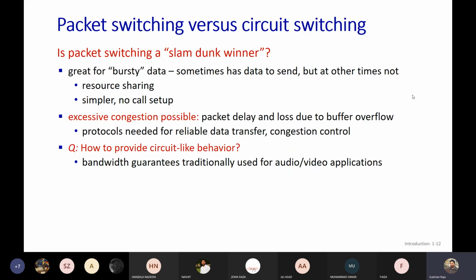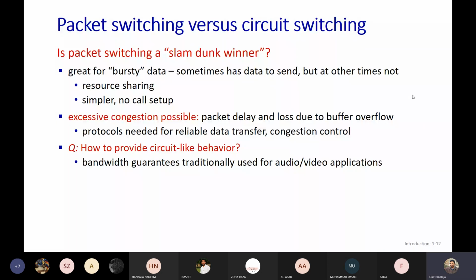Now the comparison of packet switching versus circuit switching. Now, if there is bursty data, do you understand what is bursty data? Does anyone know what bursty data is? Sir, when a lot of data is transferred for a short time. Bursty data means that, no, burst means that there is no pattern of transmission of data.